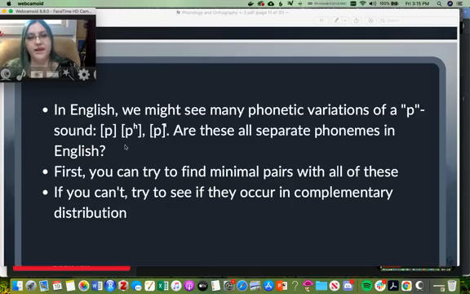Well, first you can try to find minimal pairs. You can ask, do I see in English any examples of, say, a word pie and a word spy and a word with somehow an unreleased initial P, which is impossible. I just have to say it and then I. So it's not a very good example. But if you can't find any minimal pairs, if you can't find any examples where replacing one of these for the other would change the meaning of a word, you can try to see if they are in complementary distribution. So let's look at where these sounds tend to occur in English.